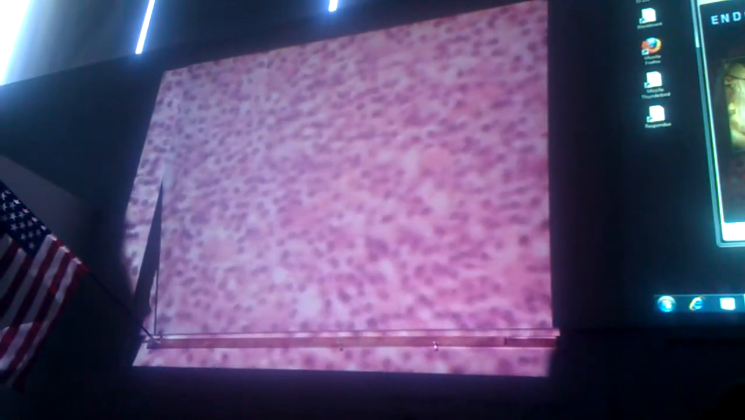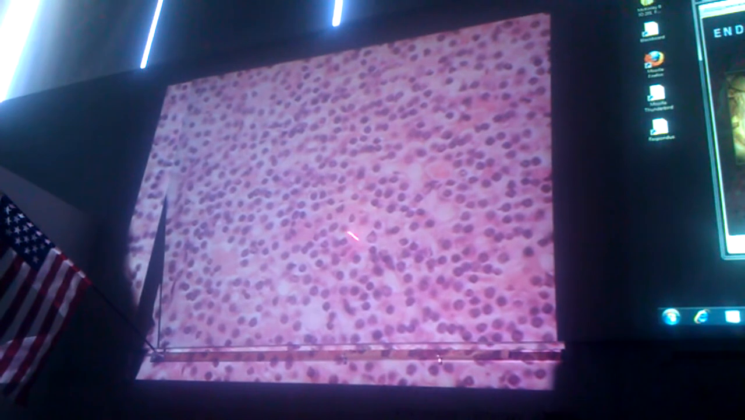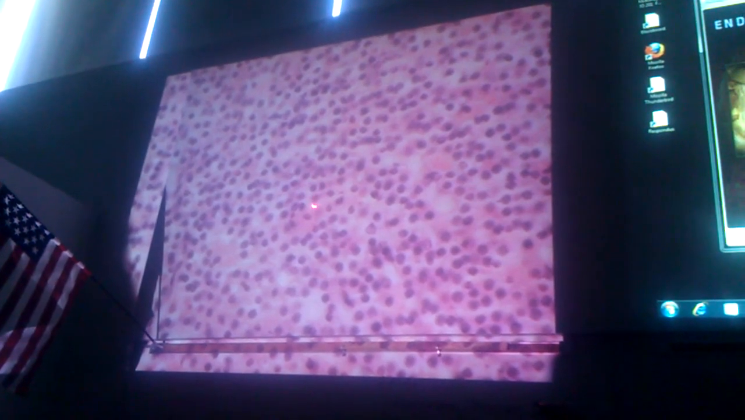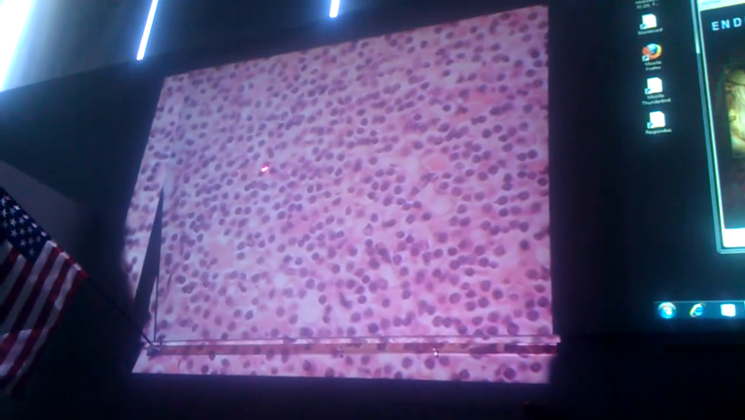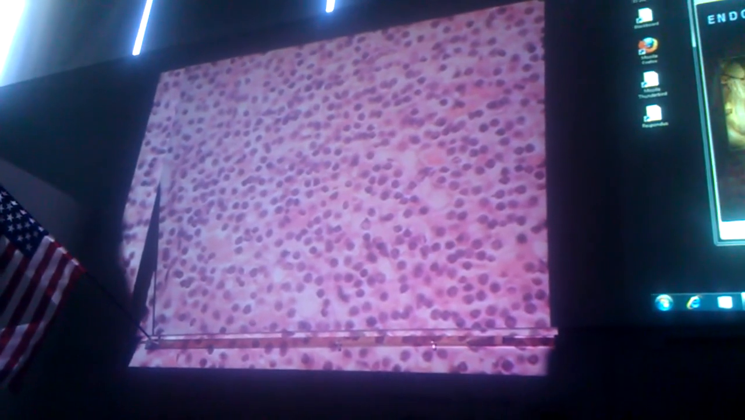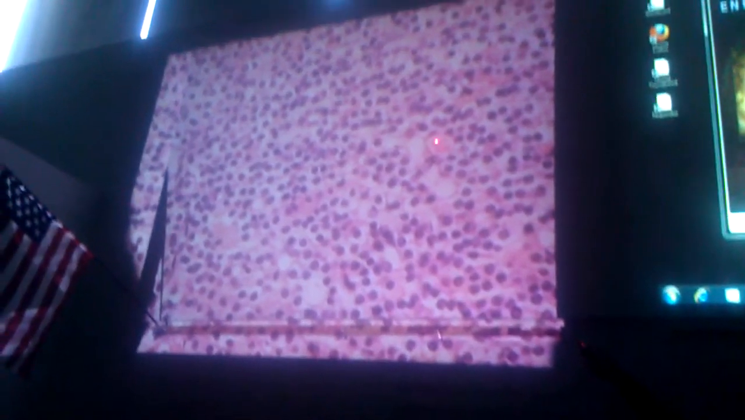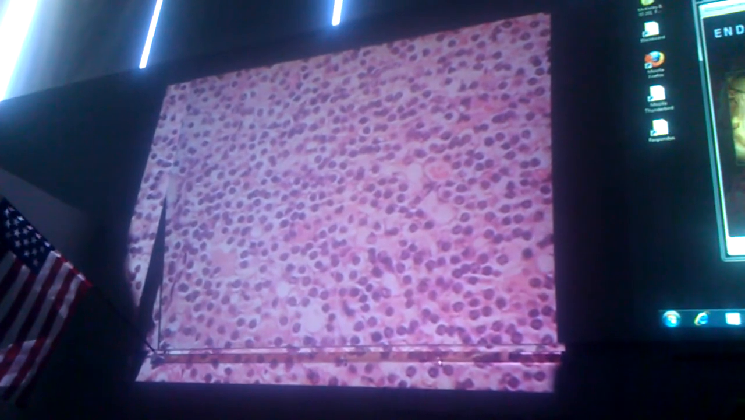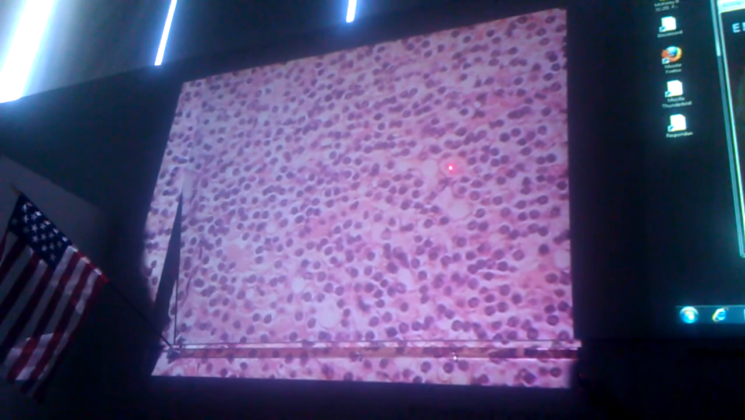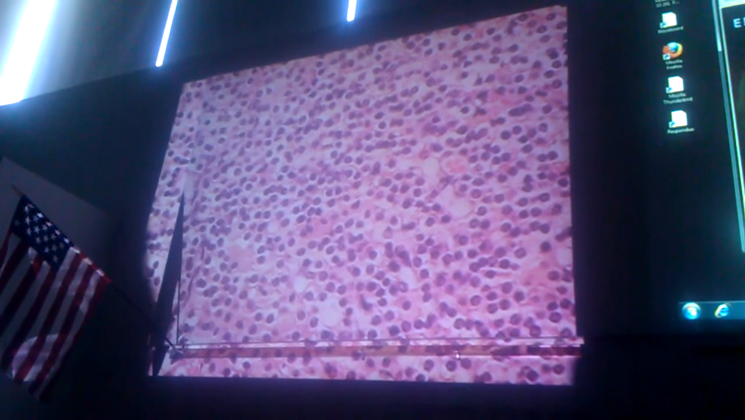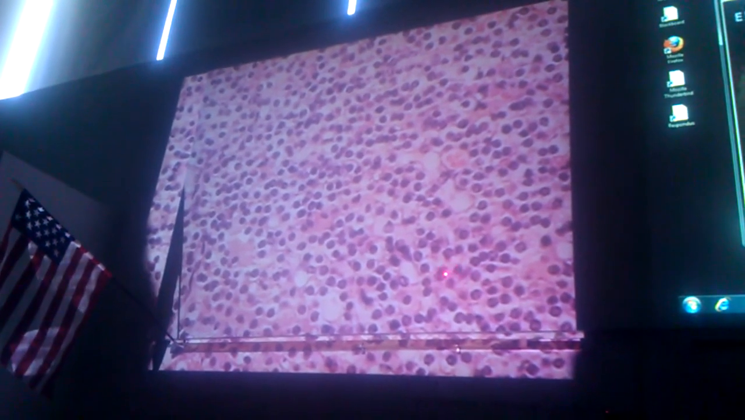Now, when we look at this, the chief cells are pretty obvious. Any places where you see this clear-looking cytoplasm, you've got a large nucleus present there. Those are the chief cells. But you also have pink in here, and the pink is from hemoglobin in red blood cells, because the red blood cells don't have a nucleus. So that's pretty obvious.